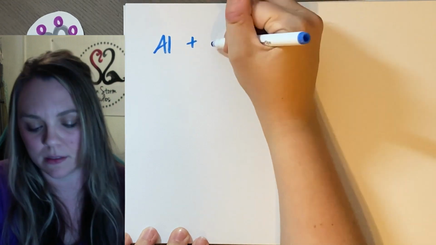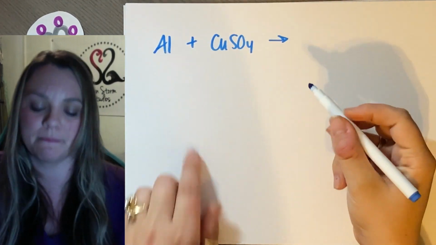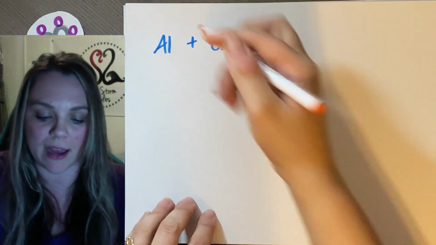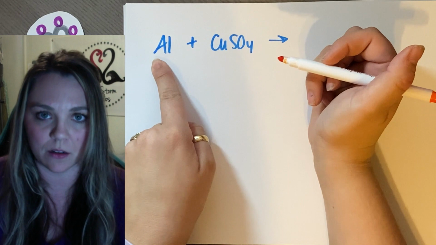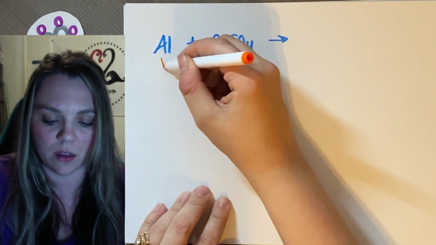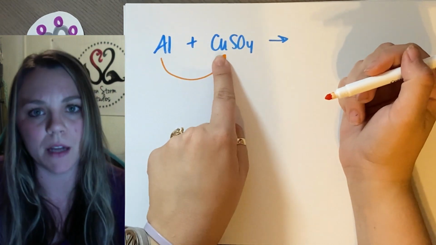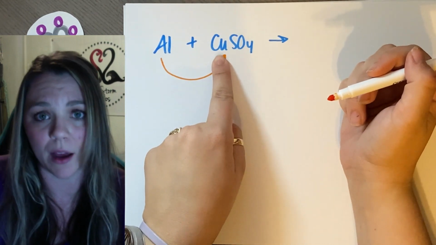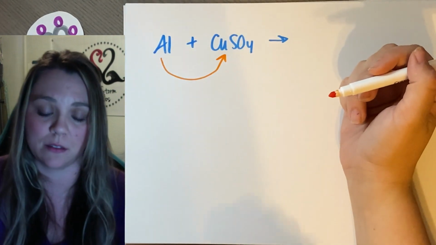Okay, so if you had aluminum plus copper(II) sulfate, okay? If this is going to react, I have a nice little couple, yay, and a single, my home wrecker, okay? The aluminum is going to swoop. Aluminum doesn't want to bond with the copper. It wants to kick the copper out of the way. The metal wants to kick the other metal out of the way and take its place.